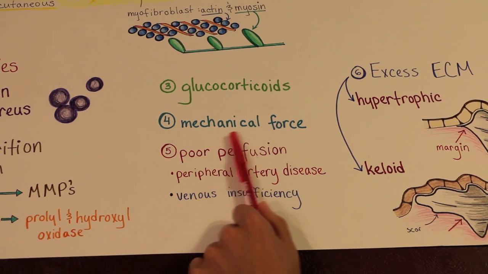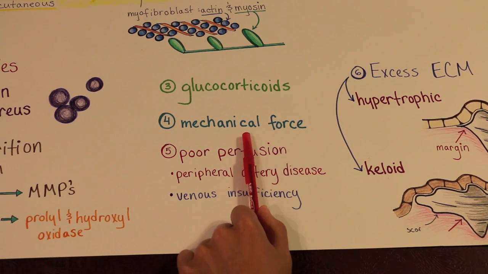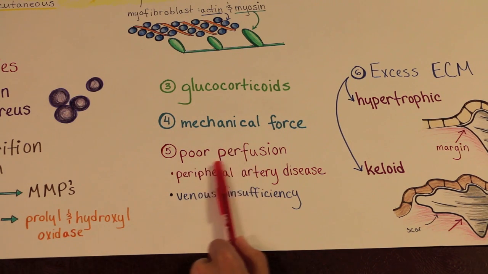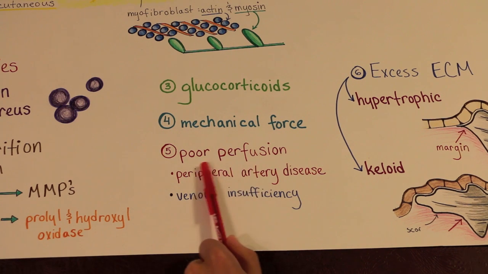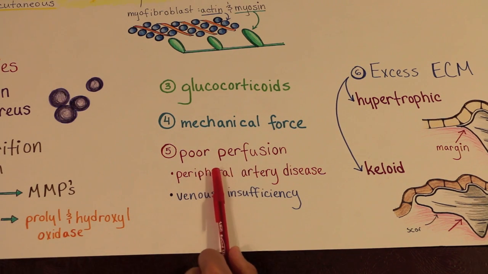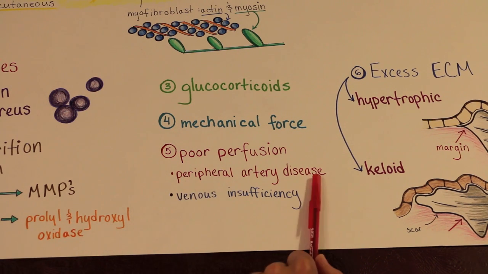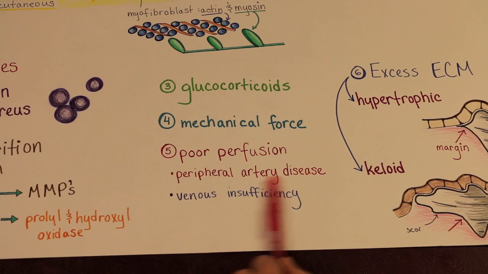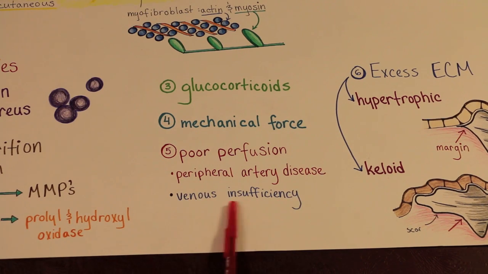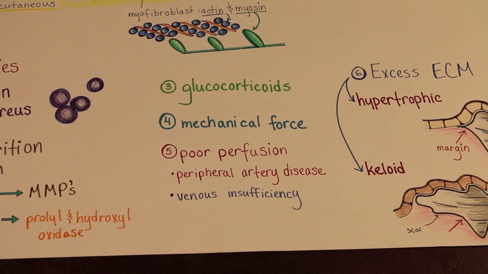Mechanical force is a pretty self-explanatory variable that can cause delayed wound healing. Any traction on the wound or pressure can cause a wound separation, known as dehiscence, just causing it to pull apart. And a final thing that can affect wound healing would be poor perfusion, which can delay wound healing. There is no delivery of nutrients, cells, or cytokines to the site of injury. And poor perfusion can either be due to peripheral arterial disease, like a diabetic with a non-healing foot ulcer, or venous insufficiency where there's blood pooling in the lower extremities.